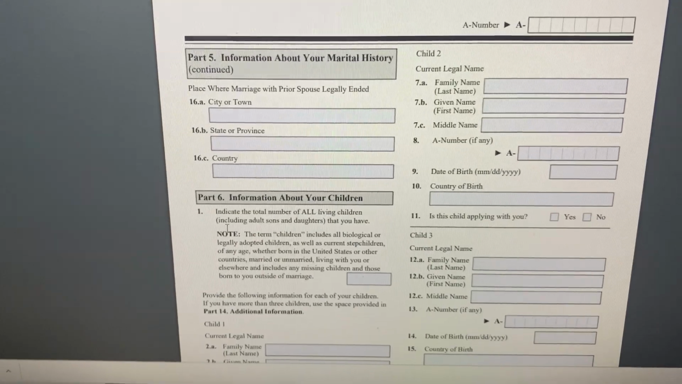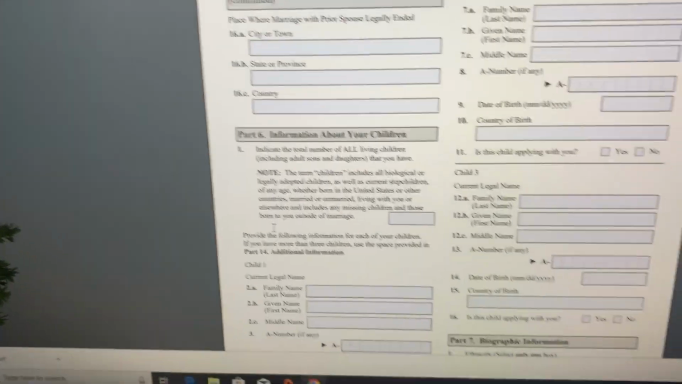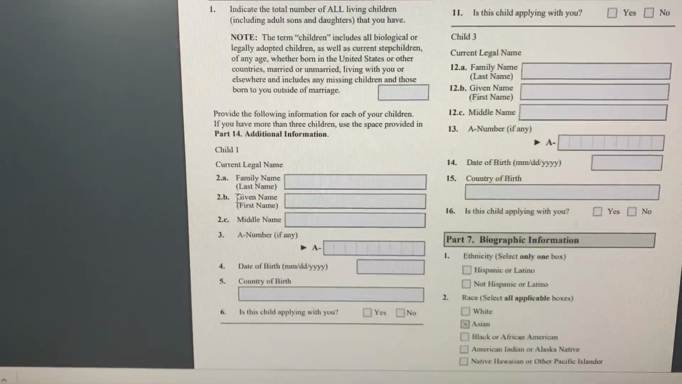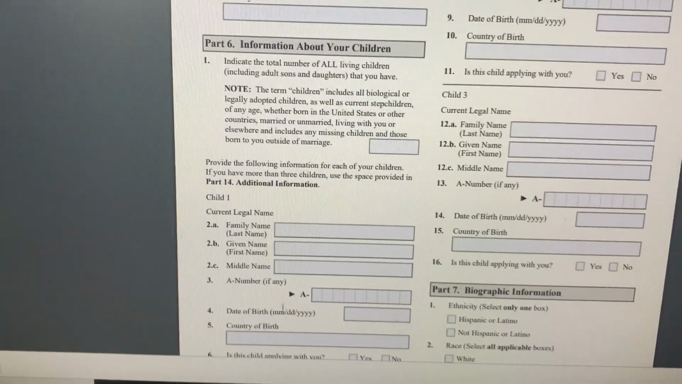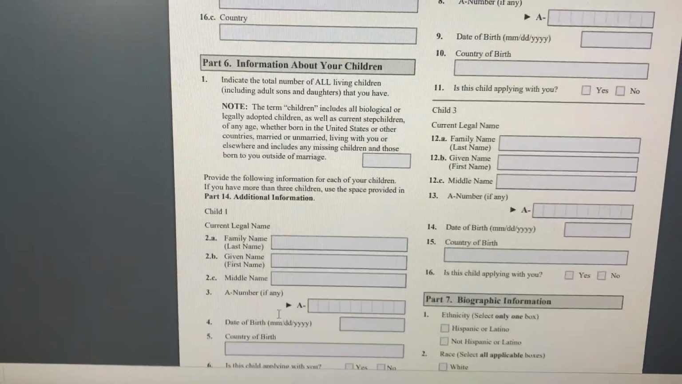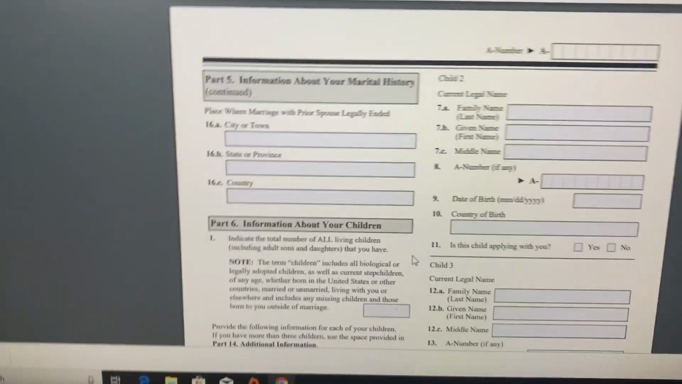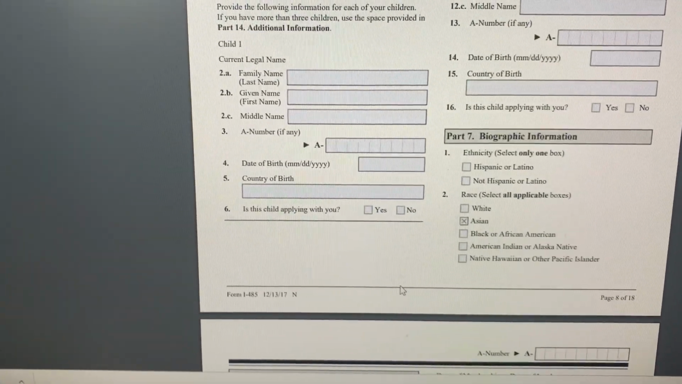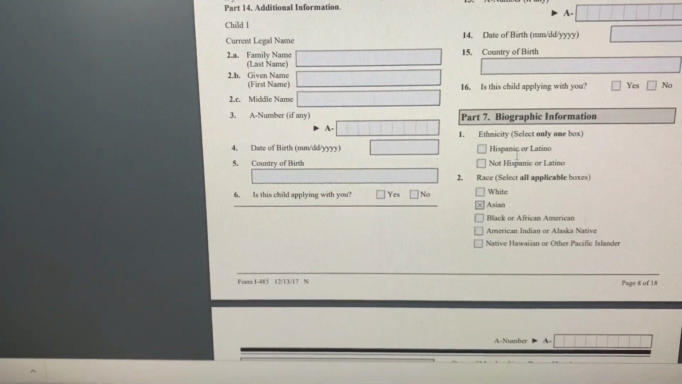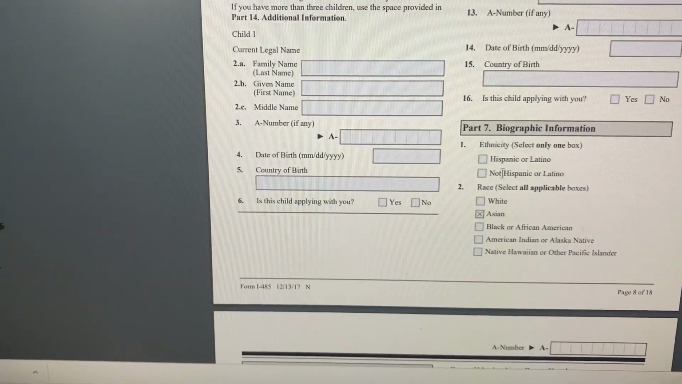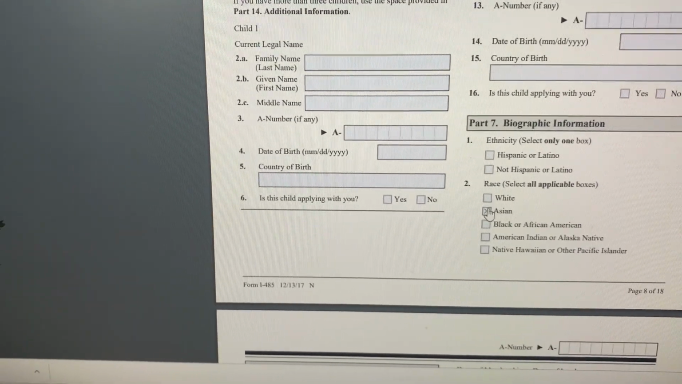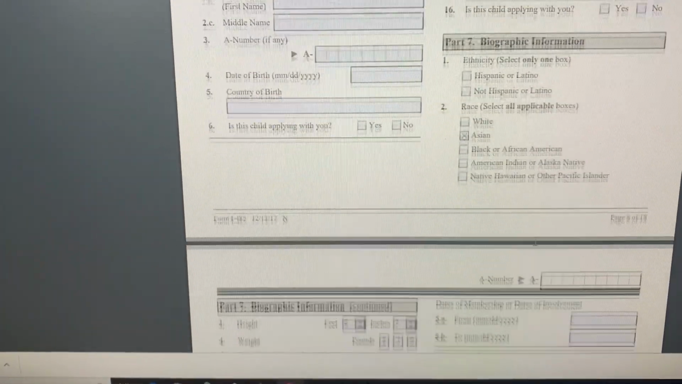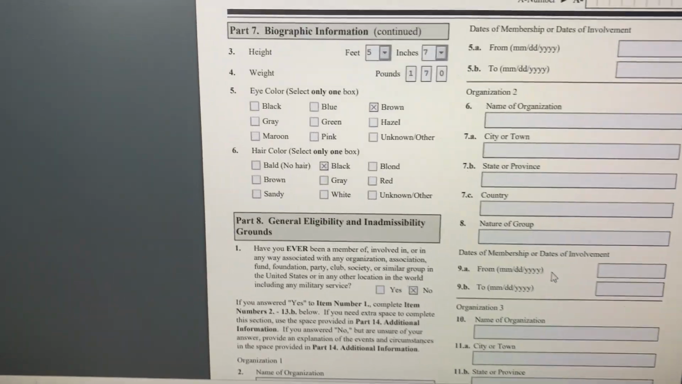And information about your children. This is a derivative. If you came here with your children under K1, K2, you need to fill this spot, but I don't have any children. Unfortunately, not yet, or I don't know. So it's pretty much blank for me in this spot. Part 7, biographic information, ethnicity, race. Just put Asian, or white, or Latino. It's easy.